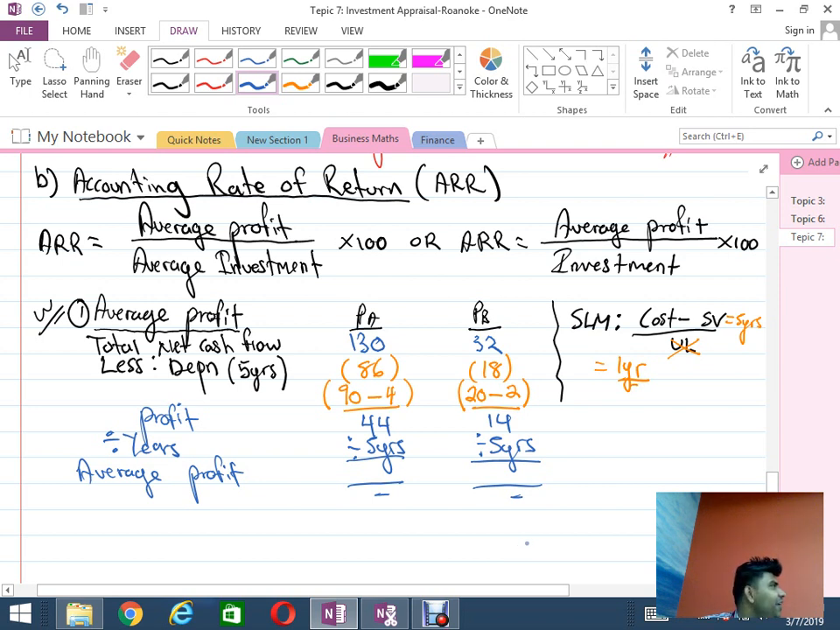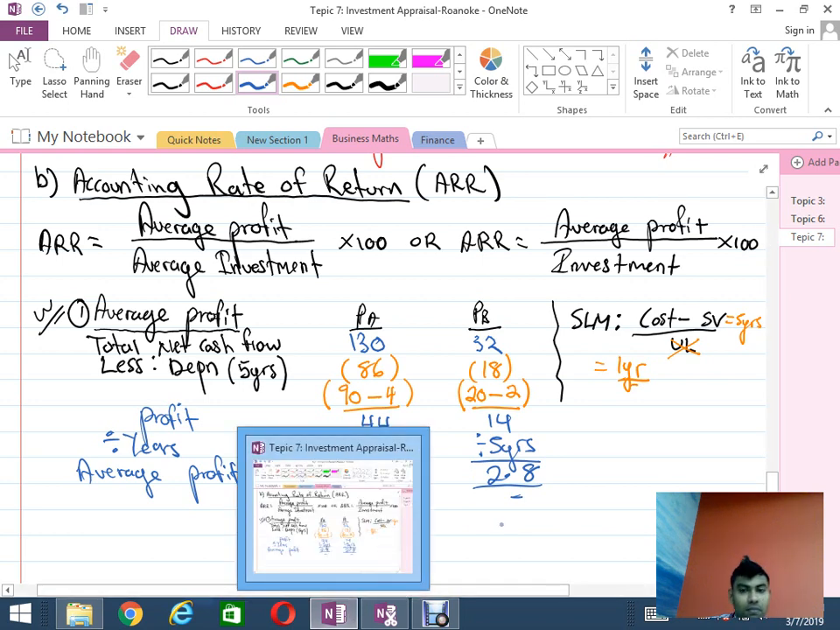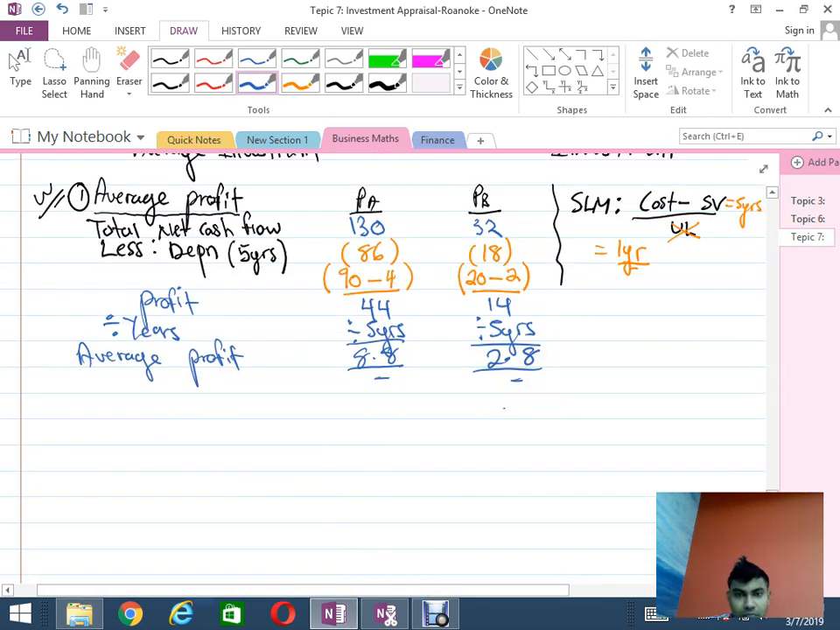44 divided by 5, we get 8.8. This is 2.8. Correct? Everyone gets the same answer, right? Okay. Now, next. Working number 2.